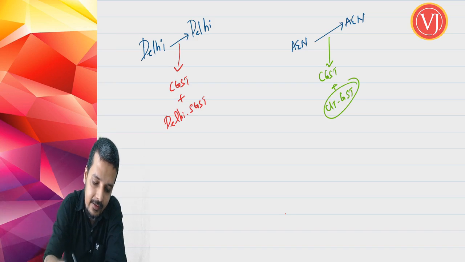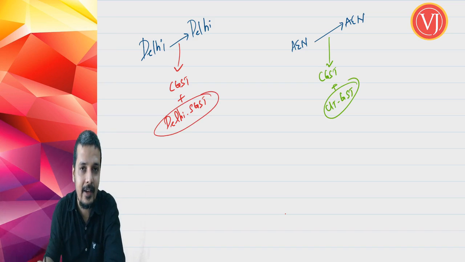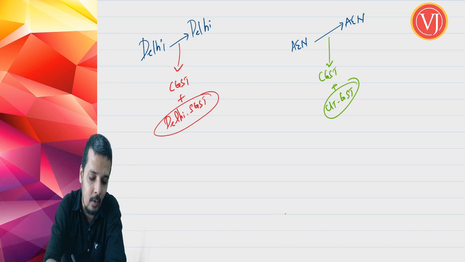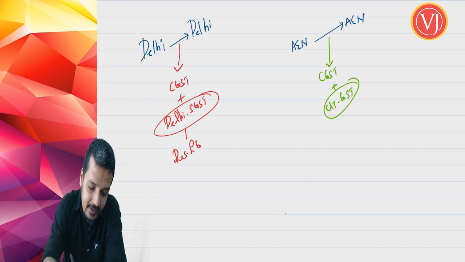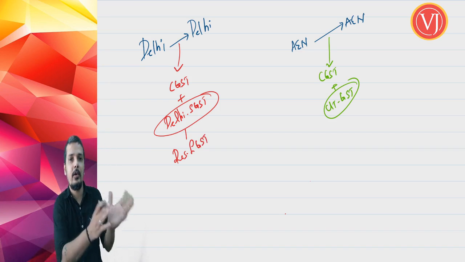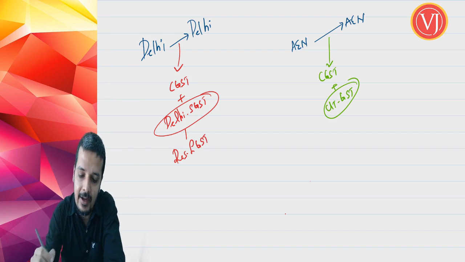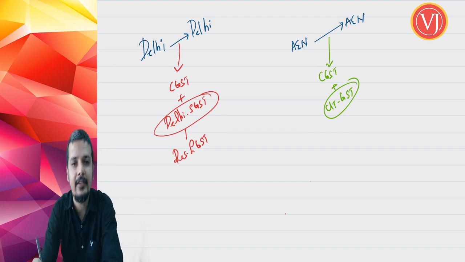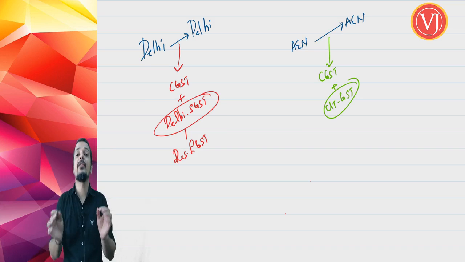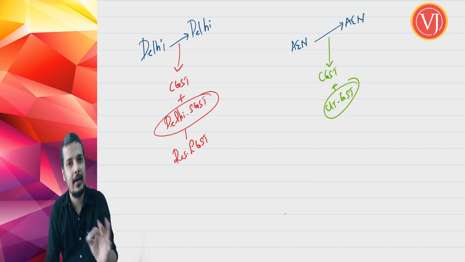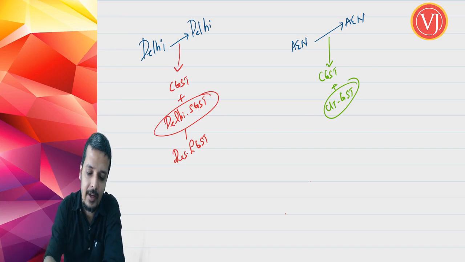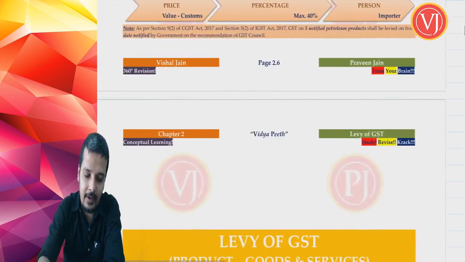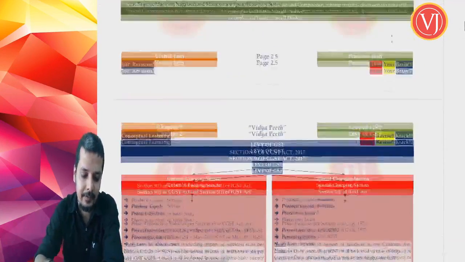Now the difference lies here. Each state will have the right to make their own respective GST Act. Each state will have their own state GST Act. Whereas when you talk about union territory GST, for all the union territories without legislature, there is only one act called the union territory GST Act. So that is going to be the difference. So that was the point that we wanted to understand.